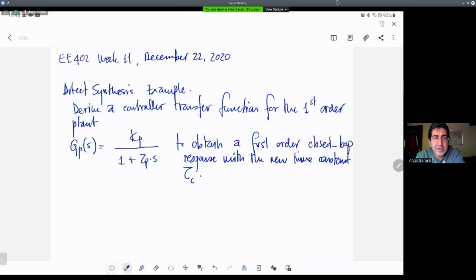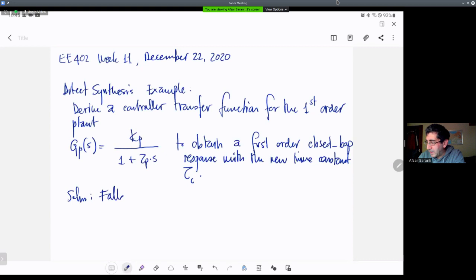Okay, so here is a plant that is already a first order plant, but it has a gain Kp and a time constant tau p. So we want to design a controller so that the overall system behaves again with a first order behavior, but this time with a new time constant tau c. Okay, so solution.